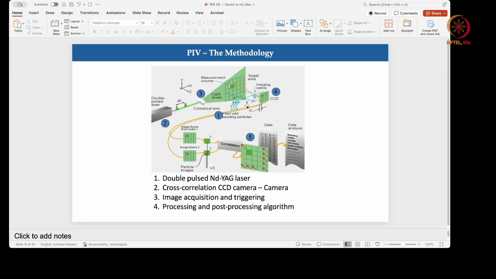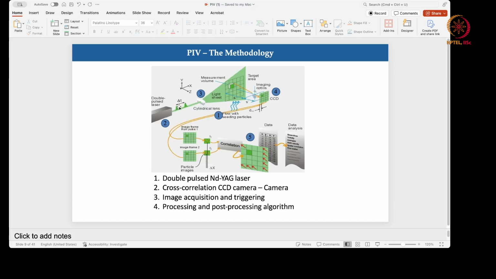So the flow is seeded with particles, and you image it. This is the object distance, this is the image distance, this is the target. Once it is imaged, you get two frames. It is a double exposure, or double frame. This is a cross correlation CCD camera. The images from pulse 1 and pulse 2 are recorded, and you take out these interrogation windows. You have the intensities, and you also have the displacement inbuilt because the particles have moved during this delta t time.